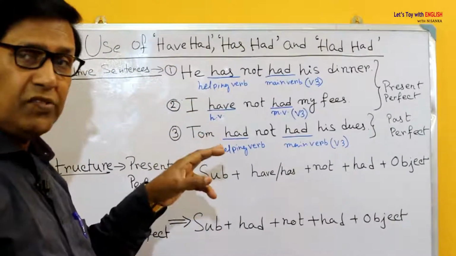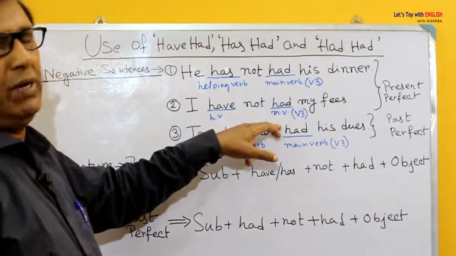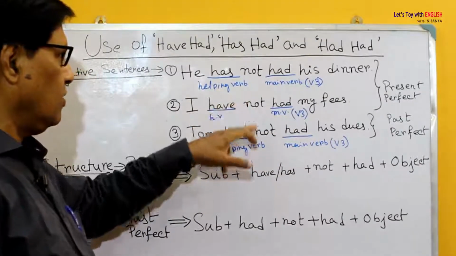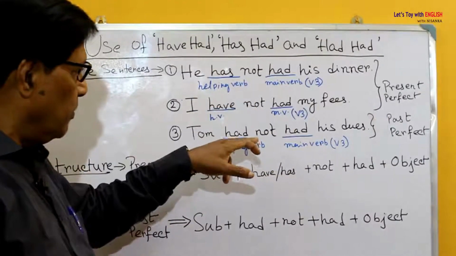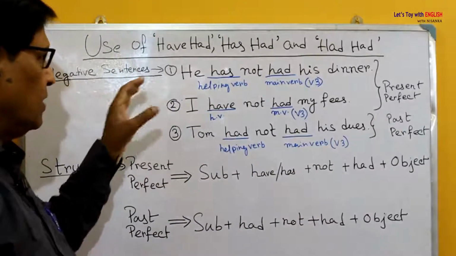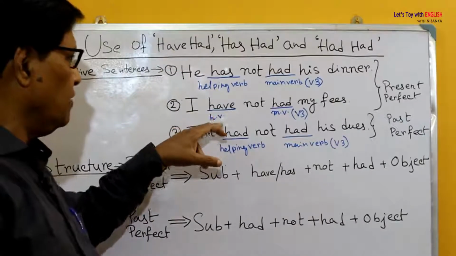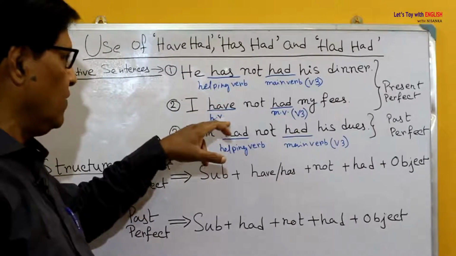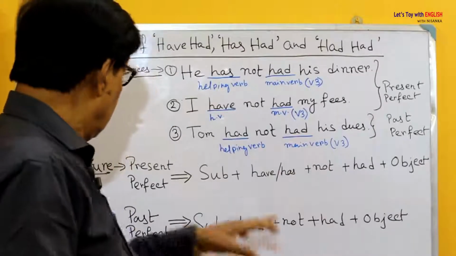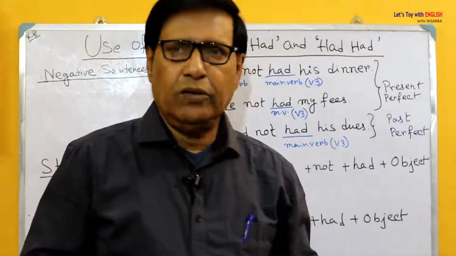Where has it been placed? It has been placed between the helping verb and the main verb. Do you follow my point? The not differentiates the negative sentence from the positive sentence by the sheer placement of itself. It has been placed between the helping verb and the main verb. So these things, I think, are clear to you.